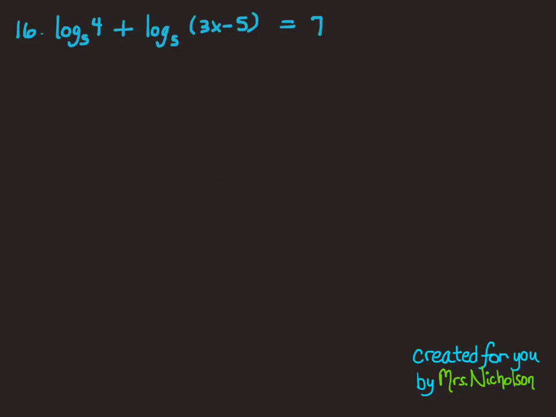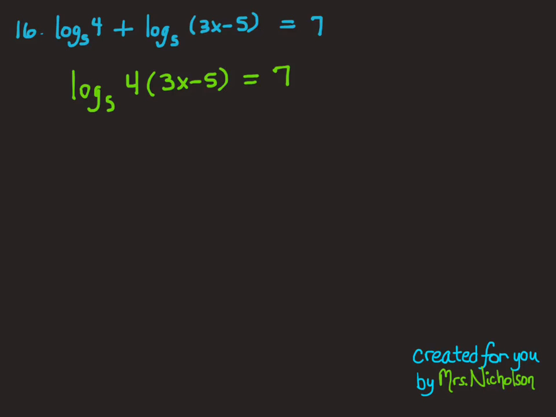All right, question 16. I've got a log equation here, but there's 2 logs, and I need to combine those together before I can solve this equation. So I'm going to use my log properties. Whenever I'm adding logs, I know I can condense that to 1 log if I multiply 4 times 3x minus 5. Because whenever you're adding exponents, that means you're multiplying.